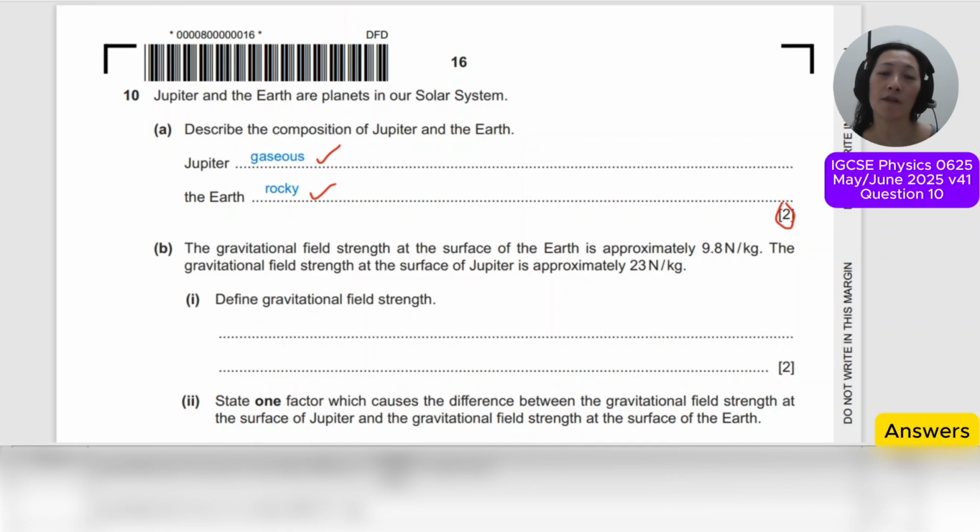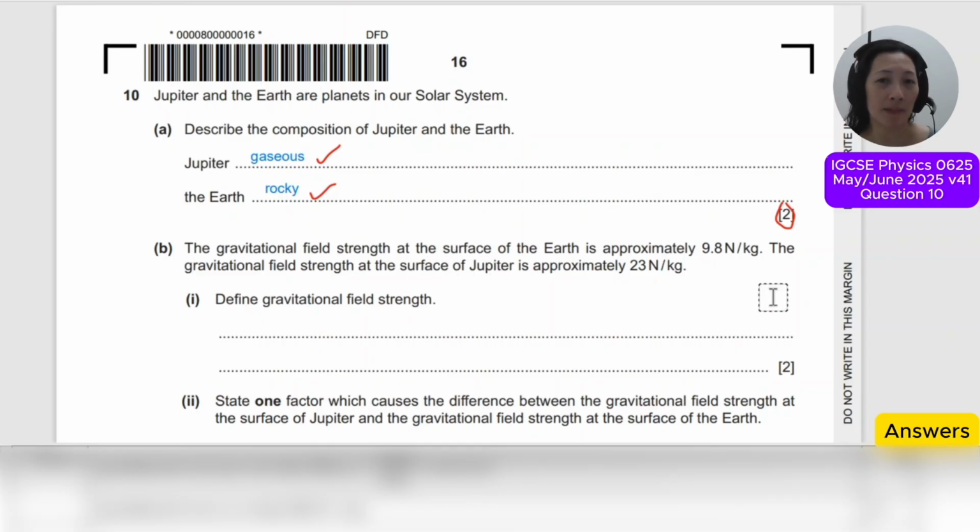B. The gravitational field strength at the surface of the Earth is approximately 9.8 Newton per kilogram. The gravitational field strength at the surface of Jupiter is approximately 23 Newton per kilogram. 1. Define gravitational field strength. So this question already gives you a hint because they told you the values of the gravitational field strength on the surface of the Earth and Jupiter respectively.